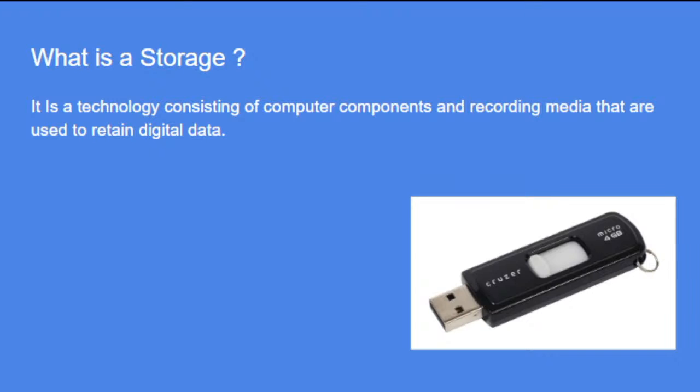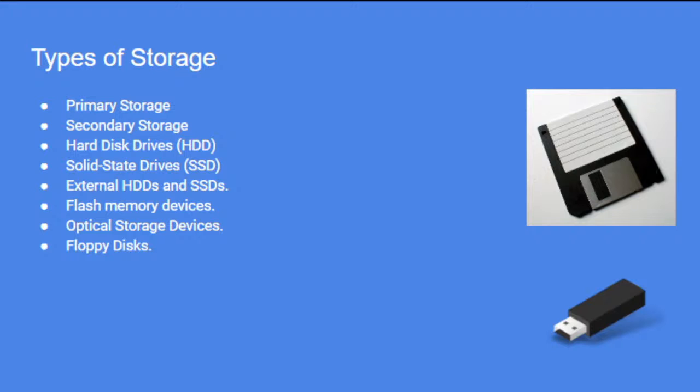What is storage? It is a technology consisting of computer components and recording media that are used to retain digital data, in which the different types of storage are primary storage, a hard disk drive, also known as HDD, the SSD, the solid state drive, flash memory, flash drive, optical storage devices, and a floppy disk.